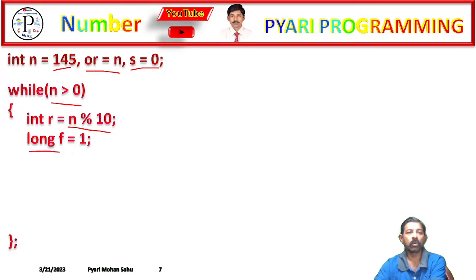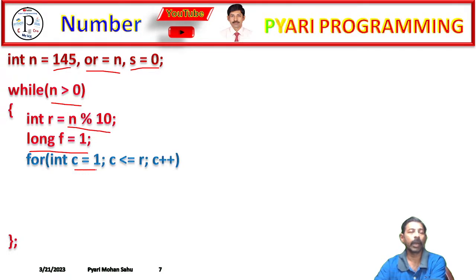Now long f is equal to 1 factorial. Now for c is equal to 1, already I have shown you factorial का आपका loop. C is equal to 1, c less than equals to r. वहां पे मैंने दिखाया था n, यहाँ पे दिखा रहा हूं r. वहां पे मुझे n का फैक्टोरियल चाहिए था. यहाँ पे n is 145. मुझे 145 का फैक्टोरियल नहीं चाहिए, मुझे 5 का फैक्टोरियल चाहिए. उसके बाद 4 का फैक्टोरियल चाहिए. उसके बाद 1 का चाहिए. वो कहां पे है? That is available in your R.